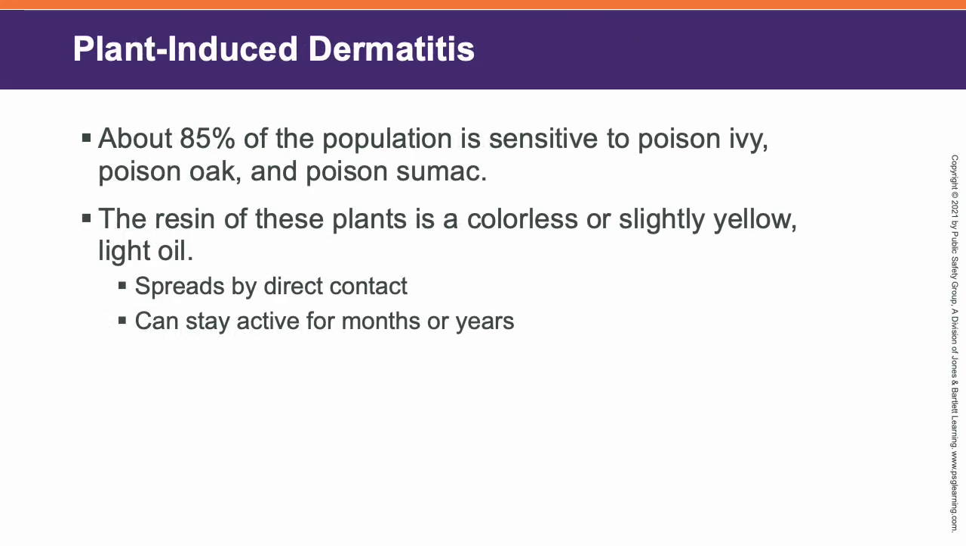So the last couple things we're going to talk about are absorbed poisons and some specific instances, especially plant-induced dermatitis. About 85% of the human population is sensitive to poison ivy, poison oak, and poison sumac. The resin of these plants is colorless or slightly yellow. It looks oily, but it only causes problems when it is met by direct contact. It can stay active for months or years, so even if it gets on your clothes while you were hiking, if those clothes don't get washed, or if your backpack doesn't get washed, it can still be on there even if you touch it later.